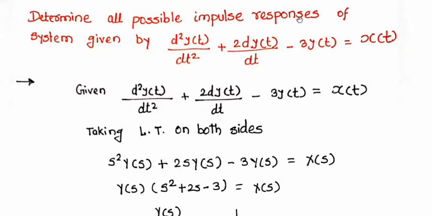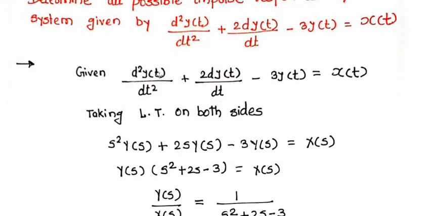Determine all possible impulse responses of the system given by this differential equation. So let's see the solution. So the given differential equation is d2 by dt square y of t plus 2 dy of t by dt minus 3y of t is equal to x of t.